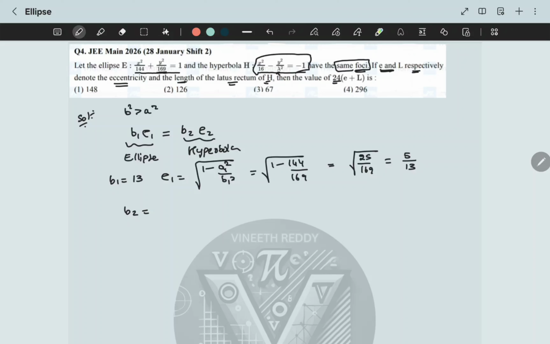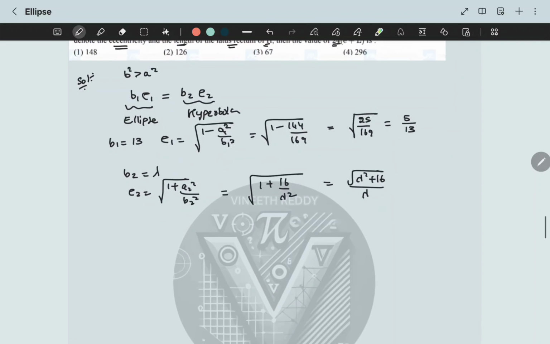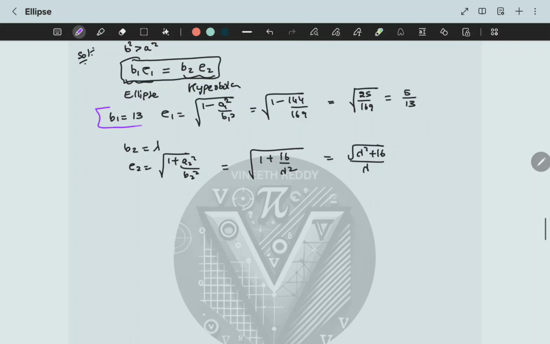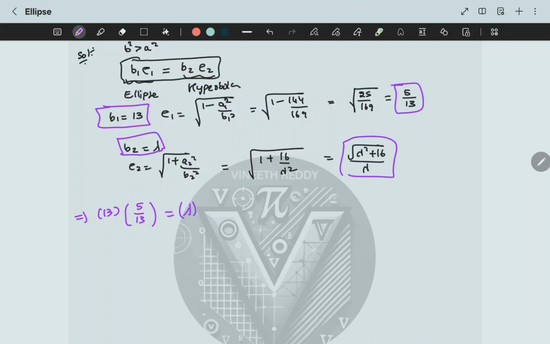Now what is b2? From this equation, b2 is lambda, and e2 is under root 1 plus a2 square by b2 square. That should be 1 plus 16 divided by lambda square, so it should be under root of lambda square plus 16 divided by lambda square. Using the relation, b1 into e1 is 13 into 5 by 13, which equals b2 into e2, so lambda into under root of lambda square plus 16 divided by lambda square.